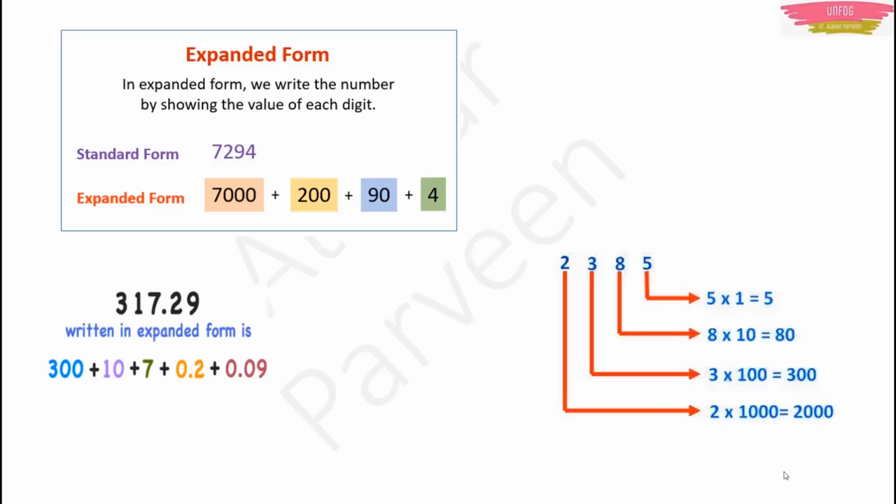So basically, when you expand a number, you write its place value in that place. For example, here if it is 2385, you have 1000 along with 2, you have 100 along with 3, you have 10 along with 8 and you have 1 along with 5. Okay.